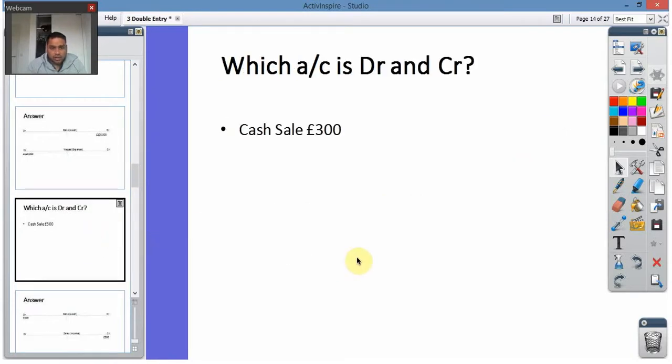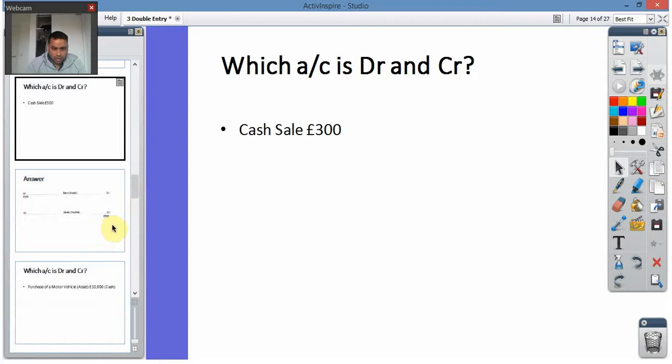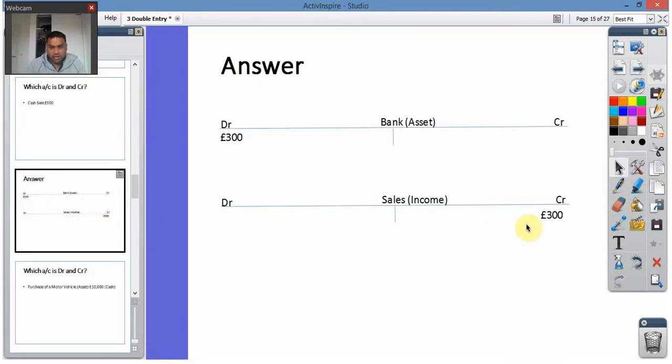So which account is debited and credited here? A cash sale for £300. Now a cash sale is different from a credit sale, because with a credit sale the customer will pay later. Let's have a look at that one. If it's cash, we go to the bank and we debit the bank, because it will be an increase of cash of £300. And an income is a sale, so that will be credited with £300. So sales income is credited £300. The bank asset is increased by £300.